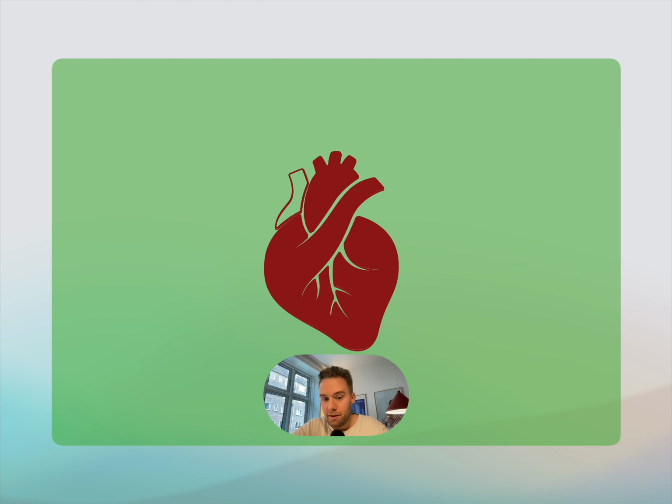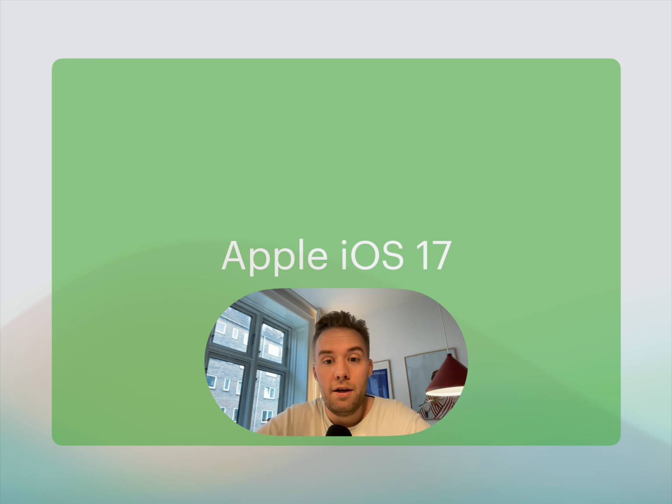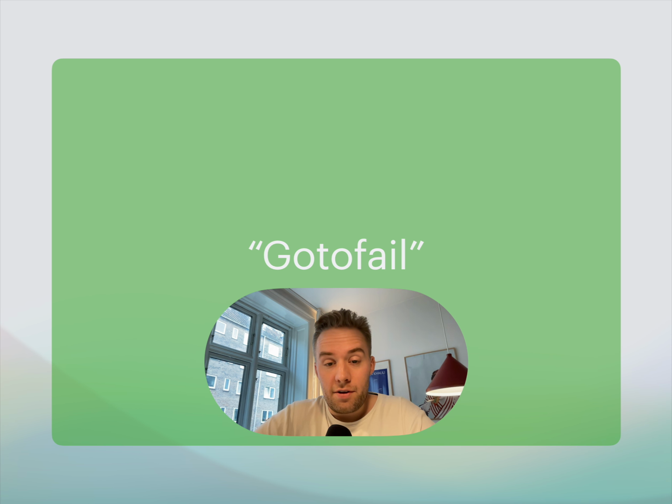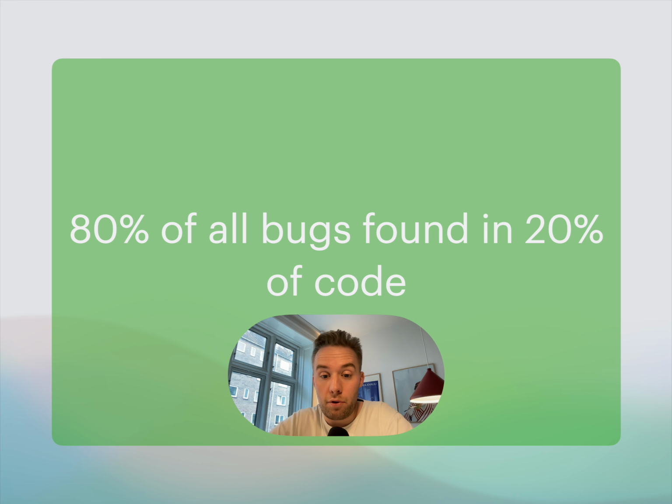So this could be names, etc. Also we have the Apple iOS 17 case where we have this goto fail. There's verification of the encryption keys, the RSA Diffie-Hellman, where it suddenly has goto fail twice, and this goto fail will eventually prevent the code from actually verifying the algorithm, and thereby introducing a major flaw.